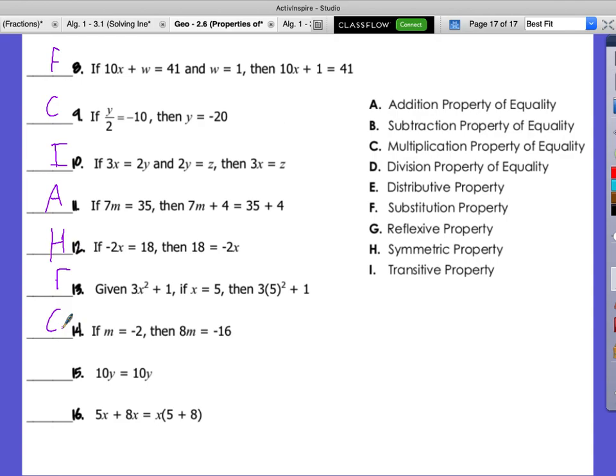Okay. 10y is equal to 10y. Same thing is equal to itself. What is that? Reflexive. Okay, that would be G. Okay. And then 16, last but not least, 5x plus 8x is equal to x plus 5 plus 8. Okay. And this one's a little weird, but it is the distributive property. It's kind of backwards though, isn't it? Yeah, it's really kind of backwards there. Okay. Questions on that? Okay.